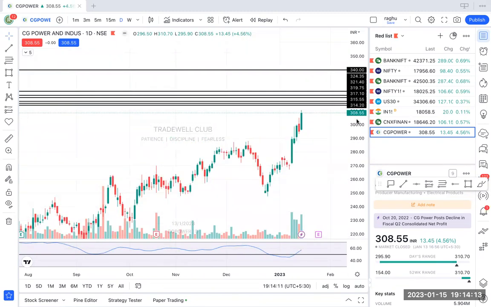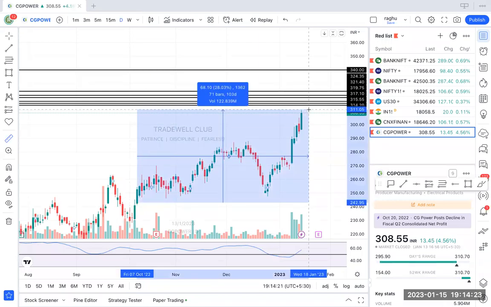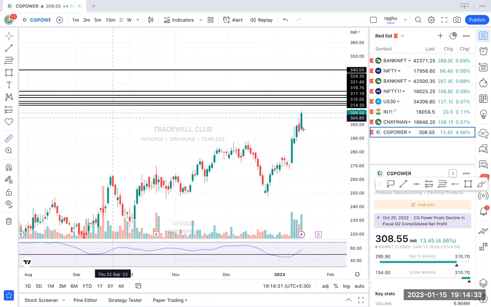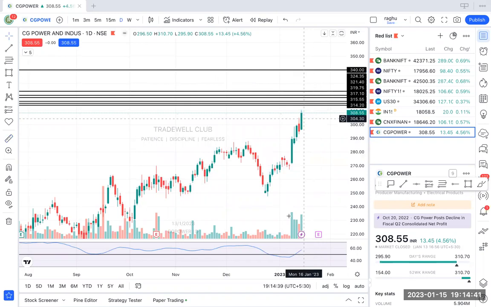For CG Power, we bought around the 240 levels, around this level. Currently we are running with amazing profits of 27%, which is a 68 rupee jump from our levels. Whoever bought at this particular level, like 299, 288, because I'm telling every day to buy this stock, this still has potential of 15% more, which is 44 rupees more. So you can still continue to hold. Huge volume is generating every day.